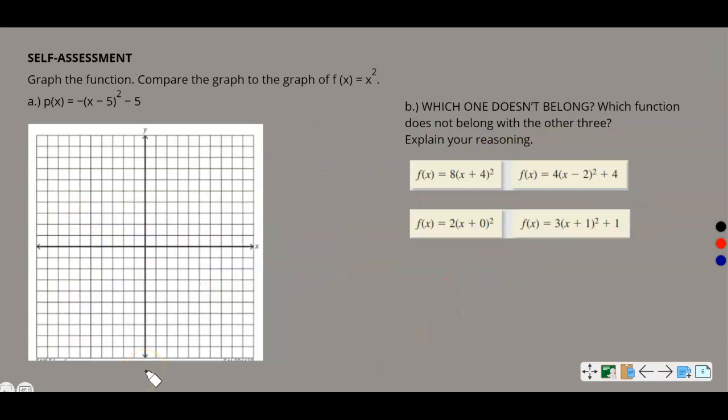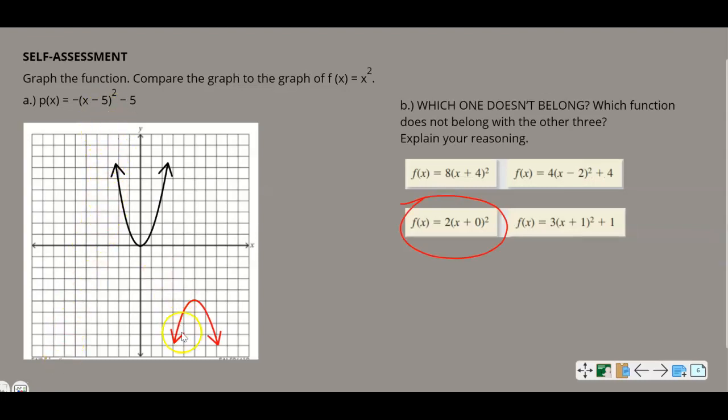All right, here's a self-assessment. Take a couple minutes, pause the video, see how you can do. Come back and check your answers. It's important to see if what you are watching on the video you actually can put into play on your own. So go ahead and try to graph this function along with the parent function, and then try to answer part B as well. So I'm going to pause the video. I hope you do as well. Try to answer these. We'll come back in a minute with the answers.